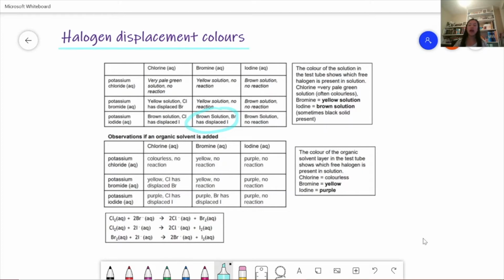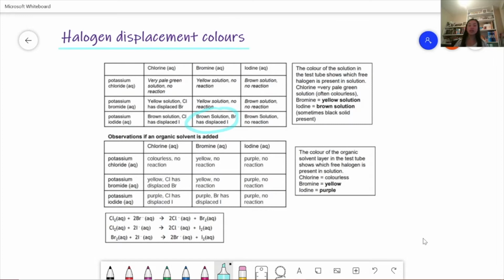And then observations if we add an organic solvent are that for chlorine and potassium chloride, it's colourless, so there's no reaction. And then for chlorine and potassium bromide, it turns yellow because the chlorine has displaced the bromide. And then for chlorine and potassium iodide, the chlorine has displaced the iodide, and so it becomes purple.